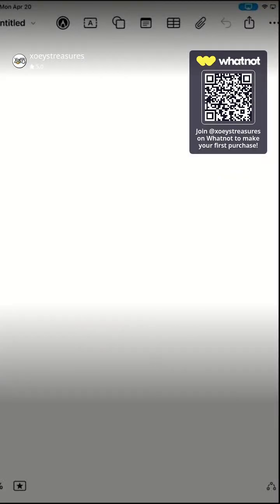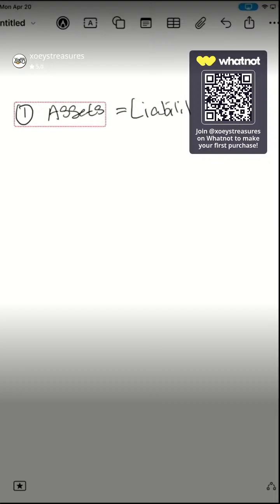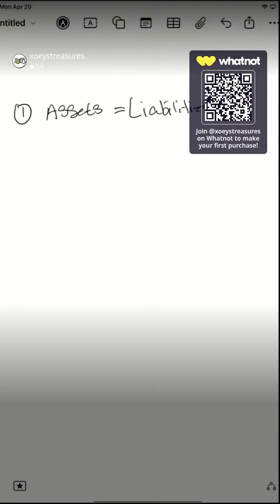Okay, so let's start. Week 1. In week 1, we talked about our accounting equation, where assets equals liabilities plus equity. So that's our basic accounting equation. That's what we learned in week 1.